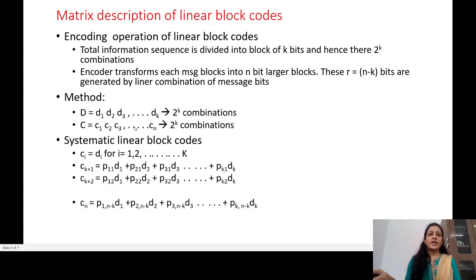In order to generate Ck plus 1 to Cn, we will be using all the message bits D1 to Dk. You can see that for generation of Ck plus 1, I am using D1 to Dk. Even for generating Ck plus 2, I am using D1 to Dk.